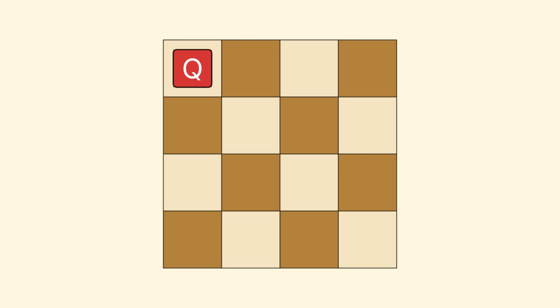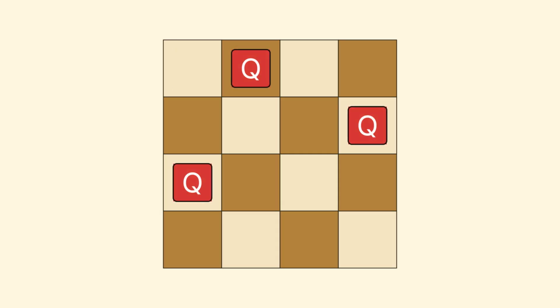Let me just show you a real solution. 1 queen here, another there, 3rd in the corner, and the 4th right there. 4 queens, no conflicts. And believe it or not, there are only 2 solutions for 4 queens. Just 2.